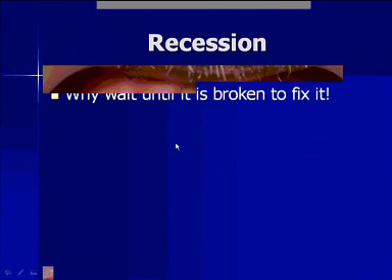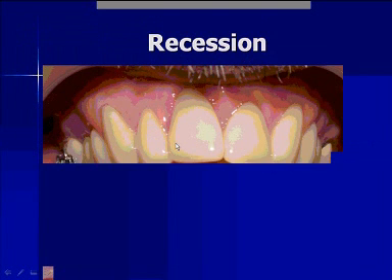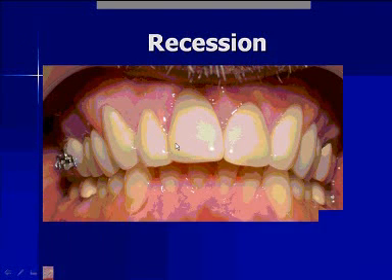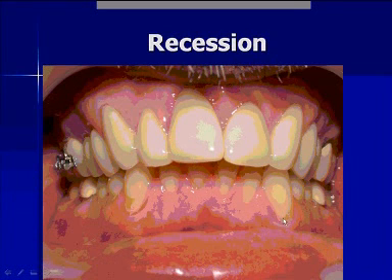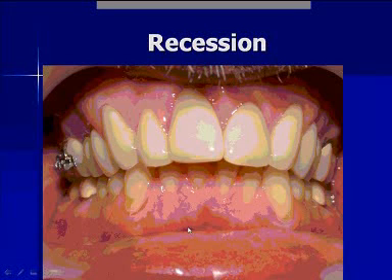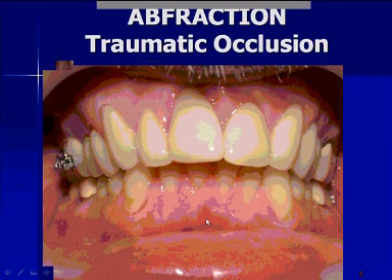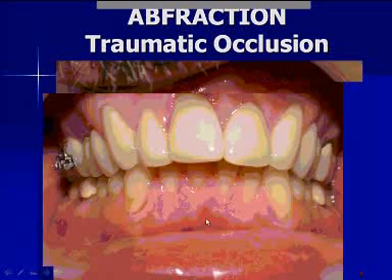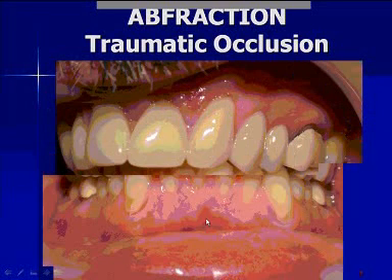Early detection is the key. So why wait till it's broken to fix it? These are some examples of things we can look for. Recession. Okay, look at all the recession that we see here. Abfractions, that's the word that's very popular in dentistry today, and they're not all toothbrush abrasion. Often it's just heavy contacts, as you can see.